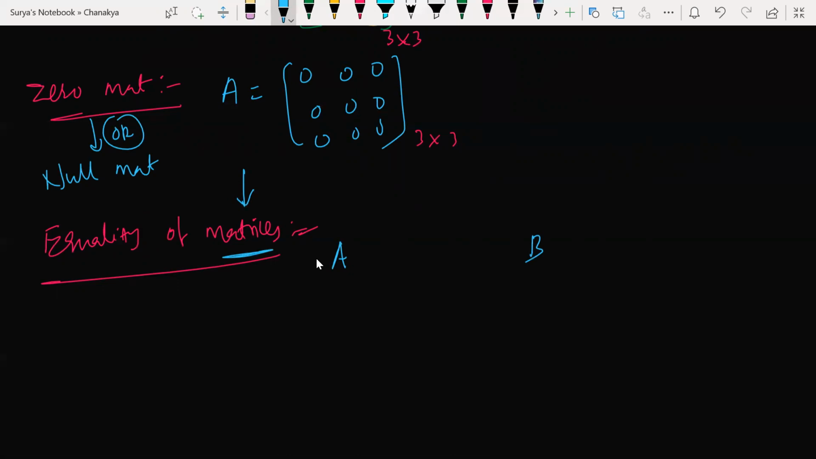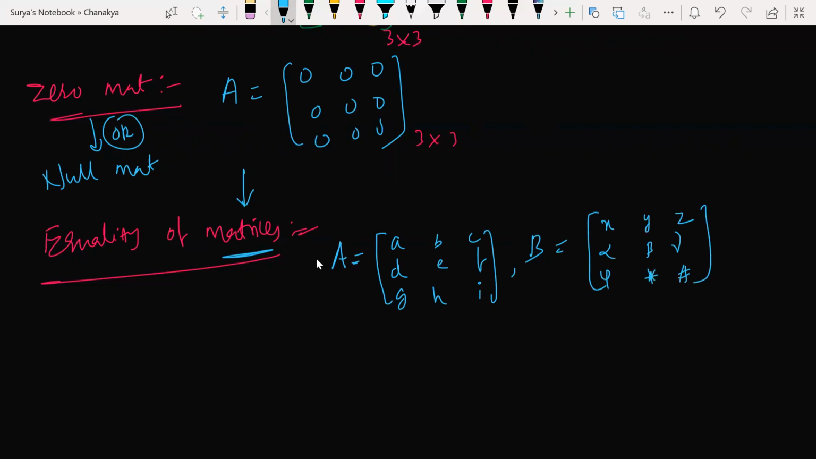Suppose I have elements in A: A, B, C, D, E, F, G, H, I. In B I have X, Y, Z, alpha, beta, gamma, psi, star, hashtag, something. You understand my point? Is it clear? Yes, sir. So now equality of matrices is nothing but corresponding elements.